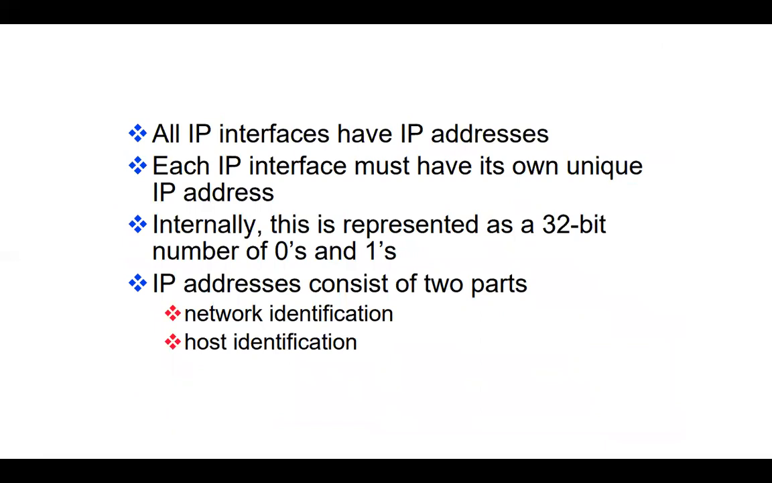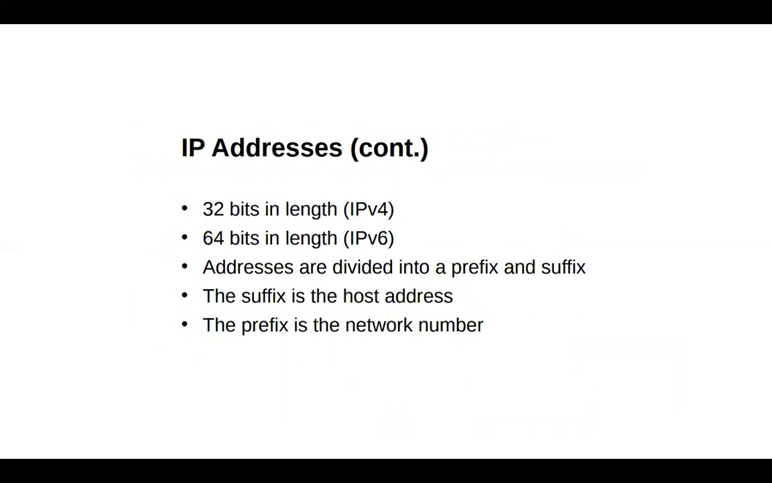All IP interfaces have an IP address. Each IP interface must have its own unique IP address. This IP address is represented as a 32-bit number of 0s and 1s, and it consists of two parts, which are the network identification and the host identification. 32 bits in length is what we call IPv4. If we have 64 bits in length, it is called IPv6. The addresses are divided into a prefix and suffix. The suffix is the host address, and the prefix is the network number.